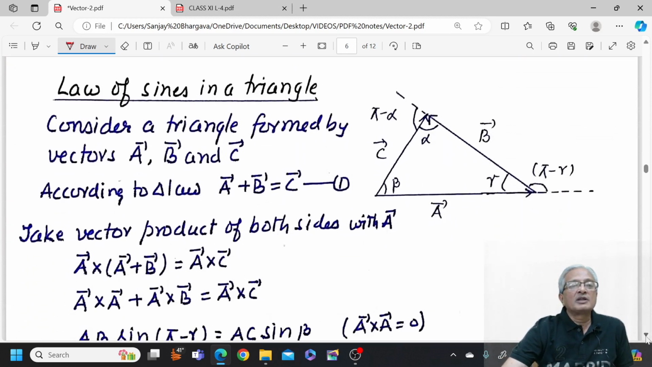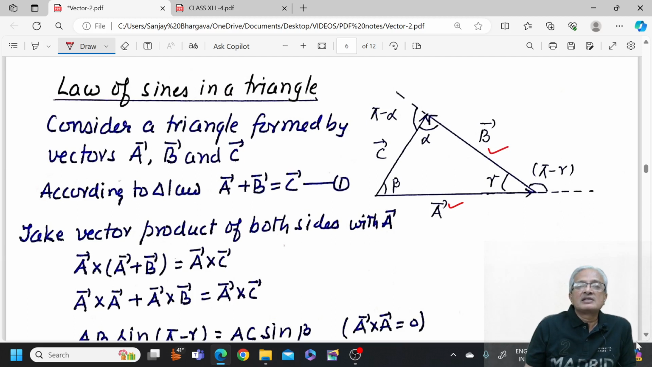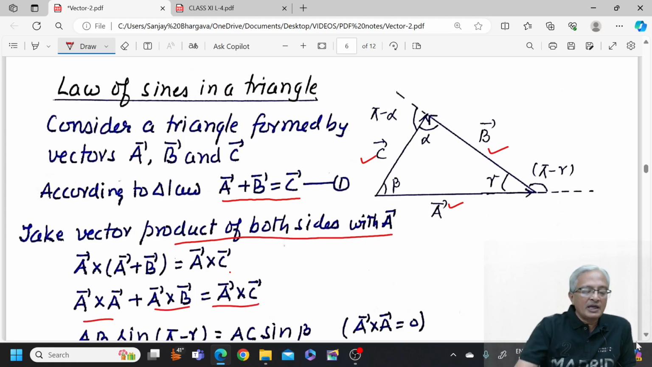I can also derive the law of sines in a triangle using the cross product. So here we have a triangle, one side represented by the A vector, another side represented by B, and C represents the third side taken in opposite order. According to the triangle law, A vector plus B vector is equal to C vector. Now what I do is take the vector product of both sides with A. So I can write A cross A plus B is equal to A cross C, that is A cross A plus A cross B would be equal to A cross C.